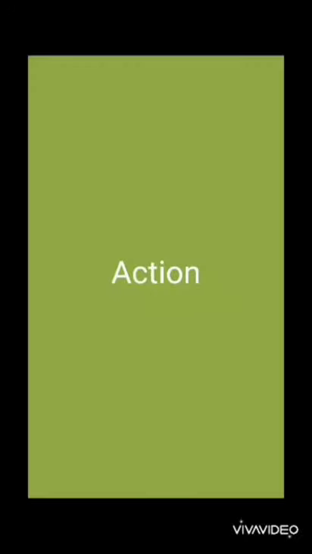Children, tell me what is the name of this letter? V. The name of this letter is V. Can you tell me what is the sound of this letter? V. The sound is V. Next, let us say the sound with action. Children, keep your hand like this and say V. Let us do the action and sing along with the song.